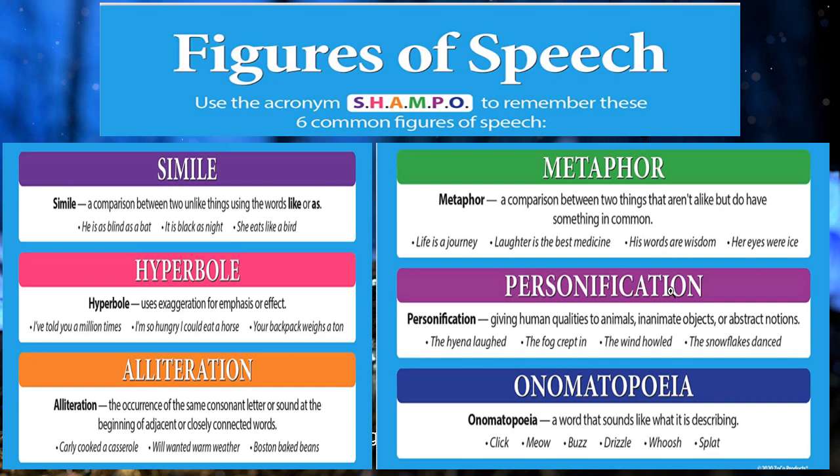That is the personification. And the last one is onomatopoeia. What is an onomatopoeia? Onomatopoeia adalah a word that sounds like what it is describing. Jadi ada kata yang mendeskripsikan bunyi dari sesuatu. Jadi kalau kita klik gitu ya, klik itu kan bunyi. Nah, itu onomatopoeia. Kemudian bunyi kucing miau. Nah, miaunya itu berupa onomatopoeia. Jadi ada yang whoosh, ada buzz, ada drizzle, and splat.